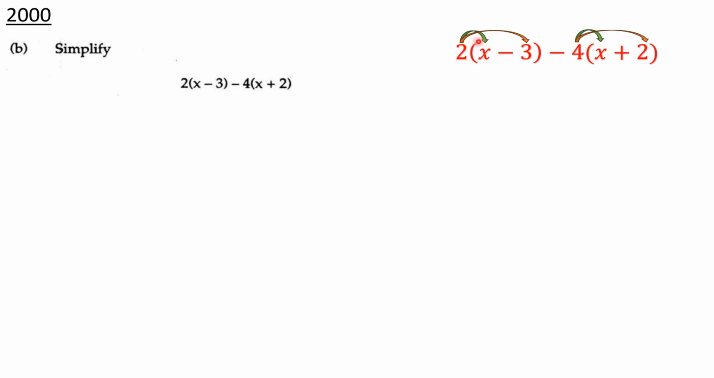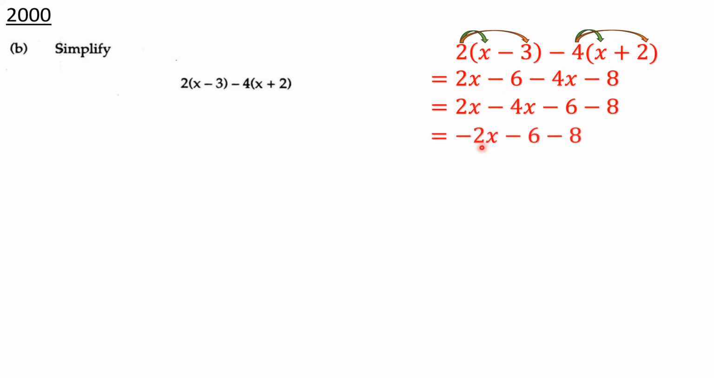So 2 times x is 2x, and 2 times negative 3 is negative 6. Then negative 4 multiplied by x is negative 4x, and negative 4 multiplied by 2 is negative 8. We group the like terms: the 2x and the negative 4x together, and the negative 6 minus the 8. So 2x minus 4x is negative 2x, and negative 6 minus 8 is negative 14. So we have negative 2x minus 14.